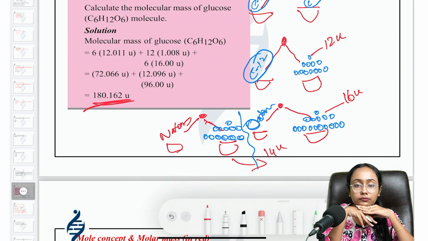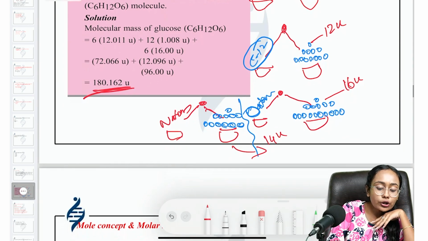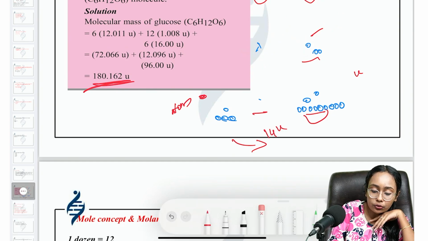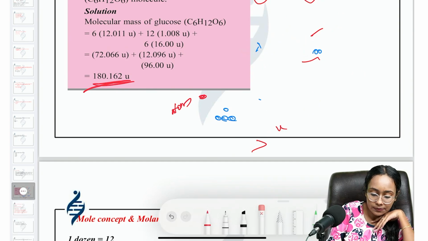So the mass of nitrogen atom is 14U. Is that clear? So what is U, or unified mass, or what is AMU, atomic mass unit? I'll tell you.